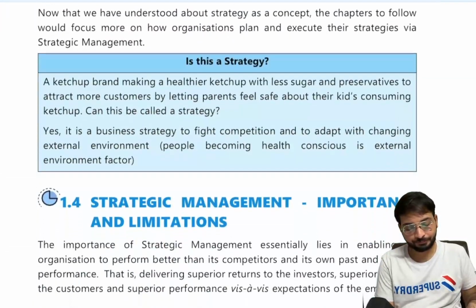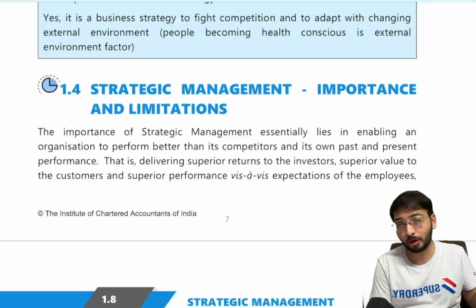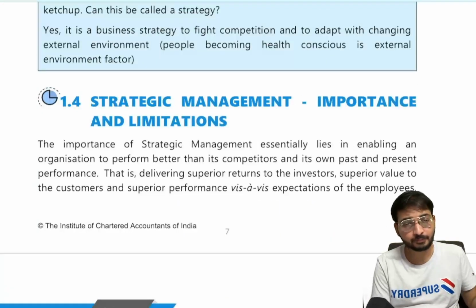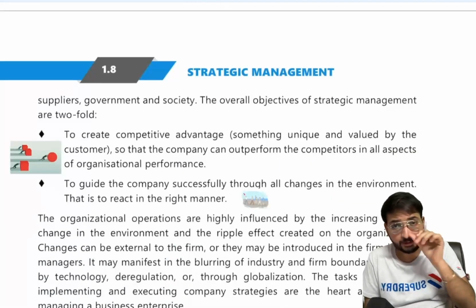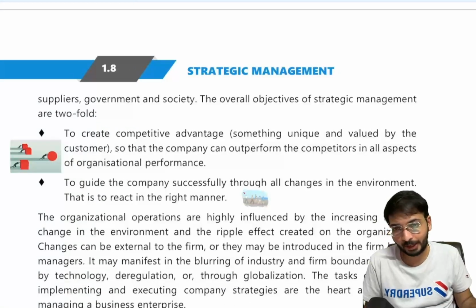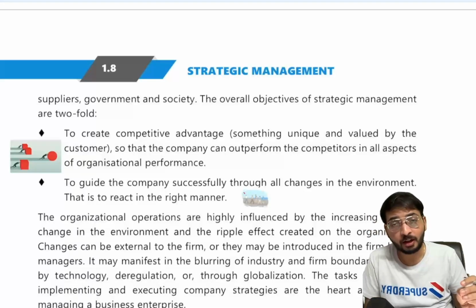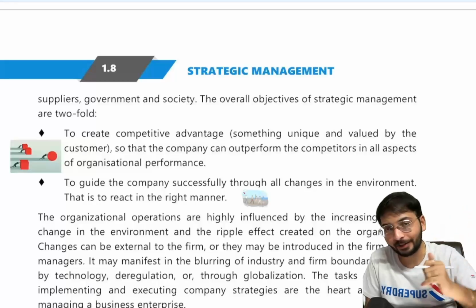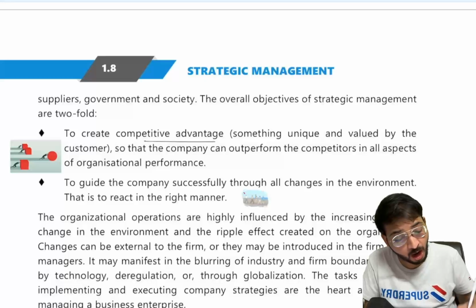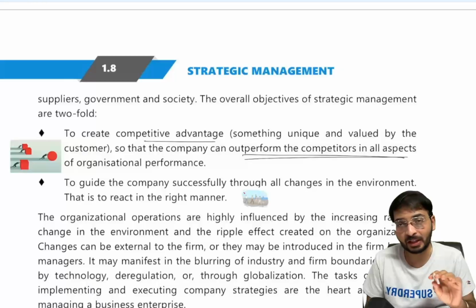Okay, next. We studied what is strategy, we studied what is management. We'll together study now what is called strategic management. Done. So, what are the objectives of strategic management? See, always and always, why are we studying strategic management? To perform better than your competitor. So that is called what? Creating a competitive advantage so that you can outperform your competitor. Performing better than your competitor is called outperforming the competitor.